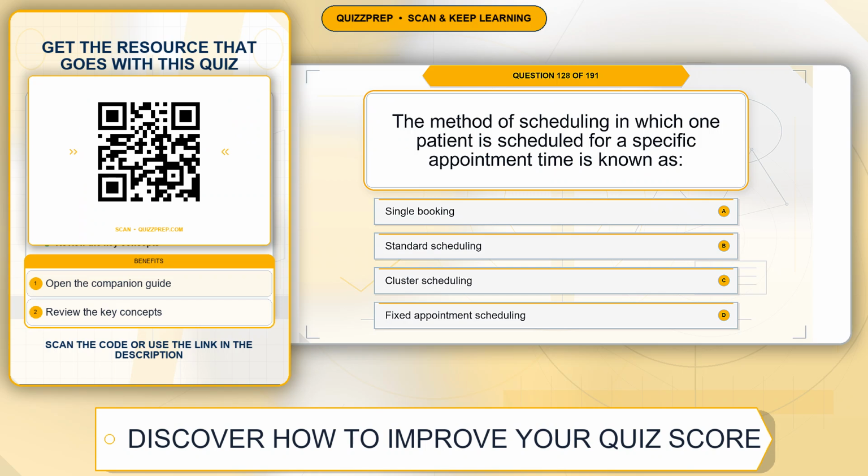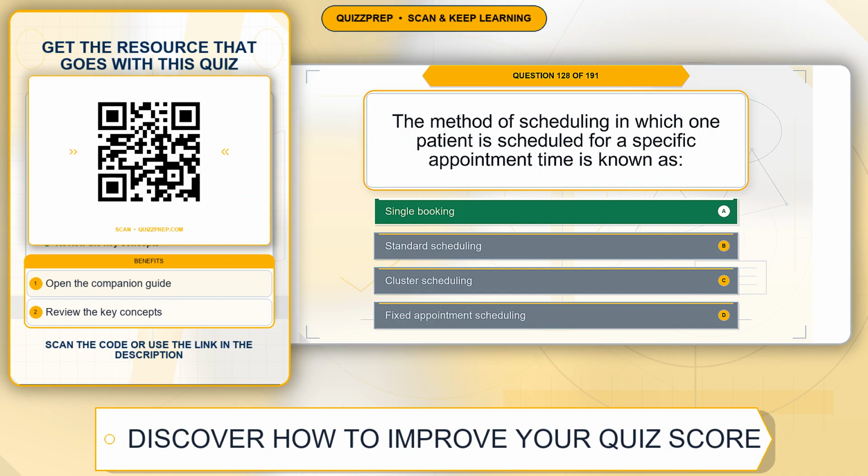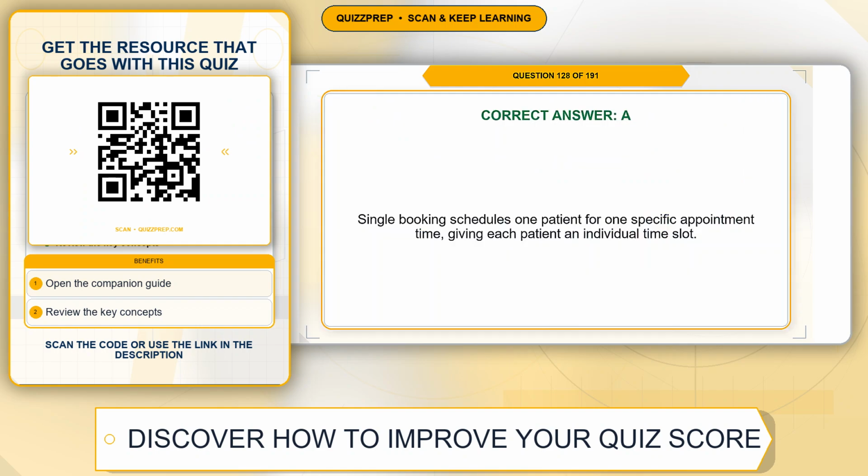Question 128. The method of scheduling in which one patient is scheduled for a specific appointment time is known as: option A, single booking. Option B, standard scheduling. Option C, cluster scheduling. Option D, fixed appointment scheduling. The correct answer is option A, single booking. Explanation. Single booking schedules one patient for one specific appointment time, giving each patient an individual time slot.